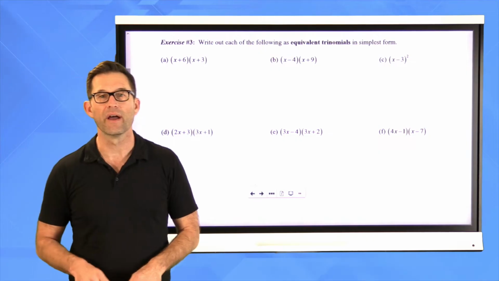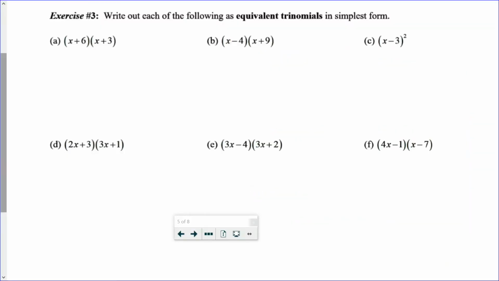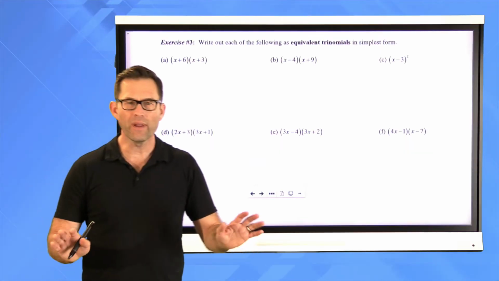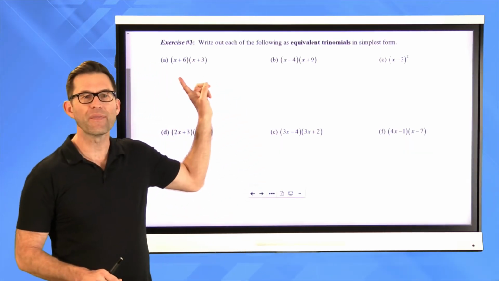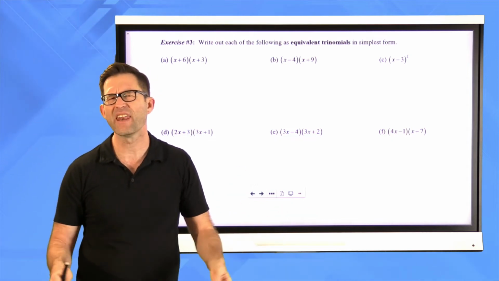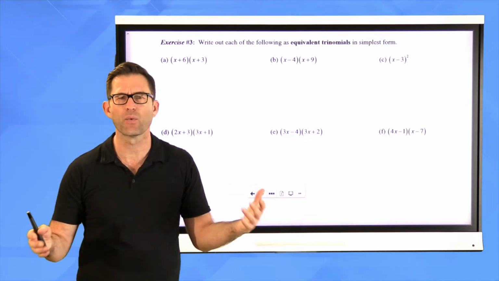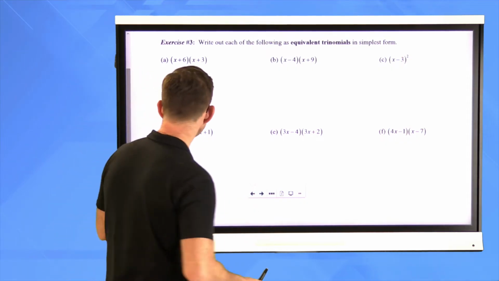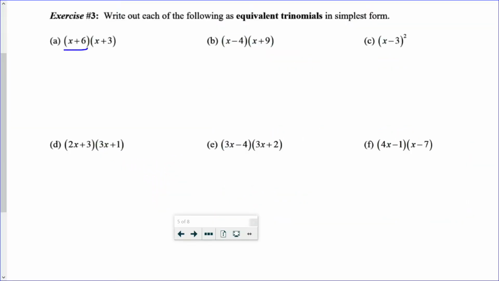Let's take a look at letter A. x plus 6 times x plus 3. Okay, now when I do this, I want to look at this x plus 6 as if it's just a number. 5, 10, 2, -7, whatever, right? So the idea is I'm going to start by taking this and multiplying it through. Now what does that look like? Well, it looks like this.